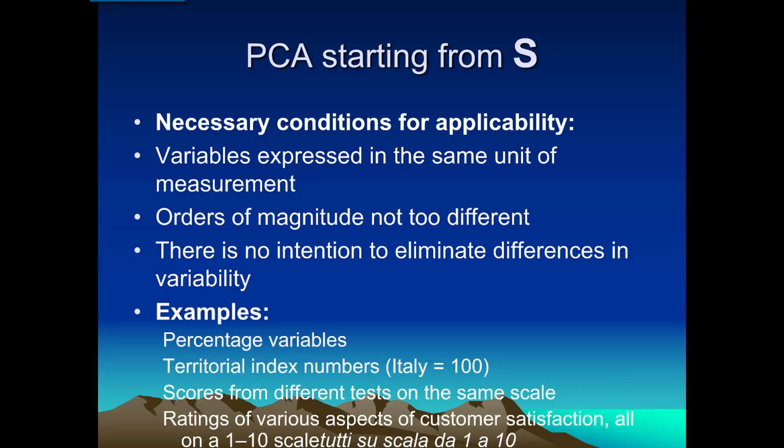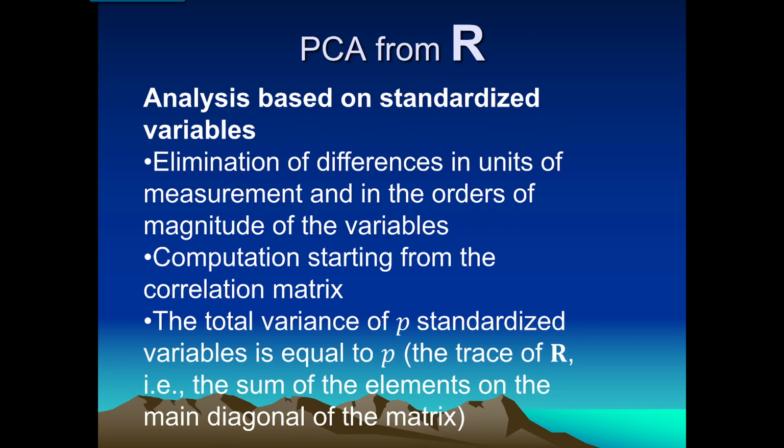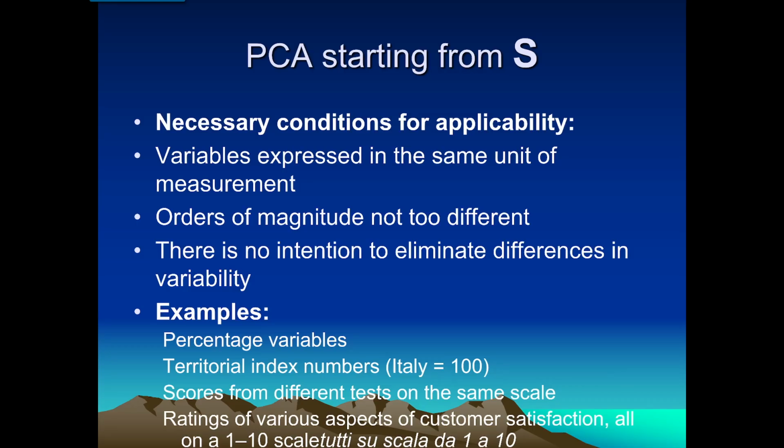Now, let us come to your question. When do we start from S, deviations from the mean, data not standardized, or when do we start from R? Do we compute the eigenvalues of S or of R? Do we work with deviations from the means, or do we work with standardized z-scores?